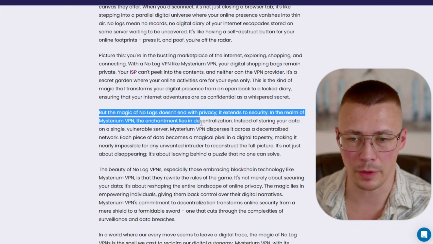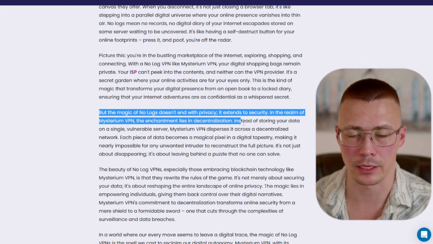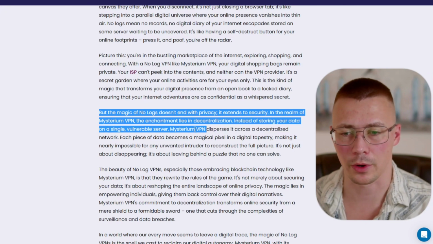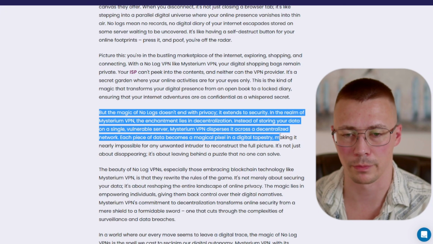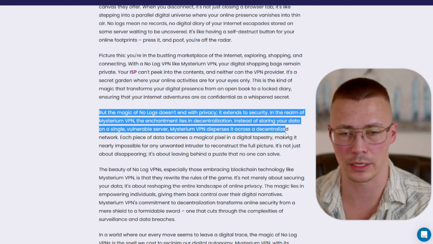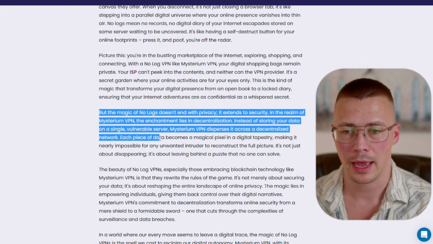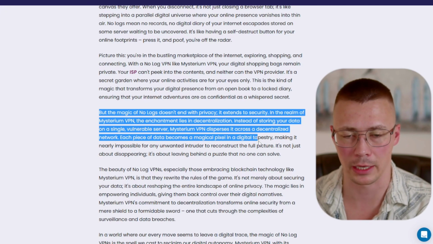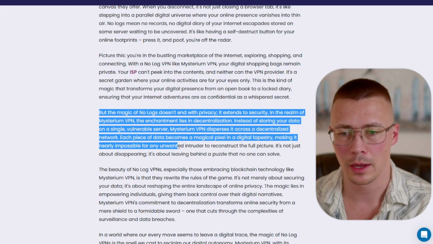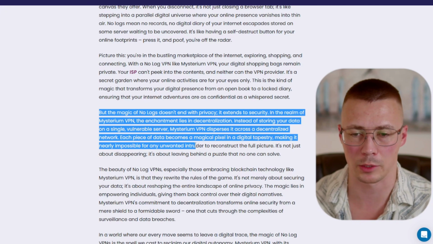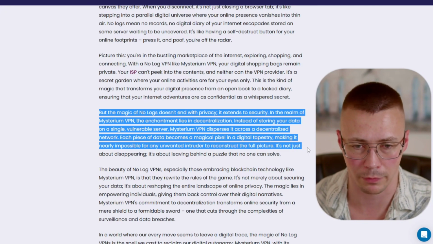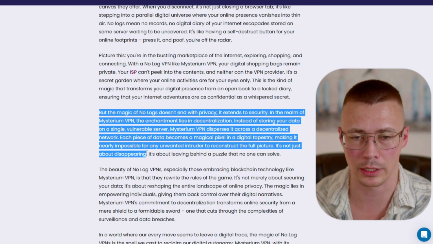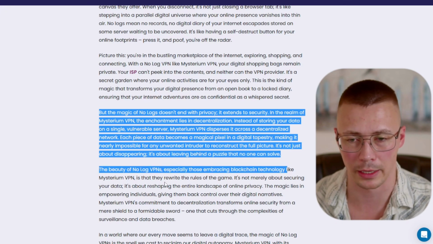In the realm of Mysterium VPN, the enchantment lies in decentralization. Instead of storing your data on a single vulnerable server, Mysterium VPN disperses it across a decentralized network. Every piece of data becomes a magical pixel and a digital tapestry, making it nearly impossible for any unwanted intruder to reconstruct the full picture. It's not just about disappearing, it's about leaving a puzzle behind that no one can solve.